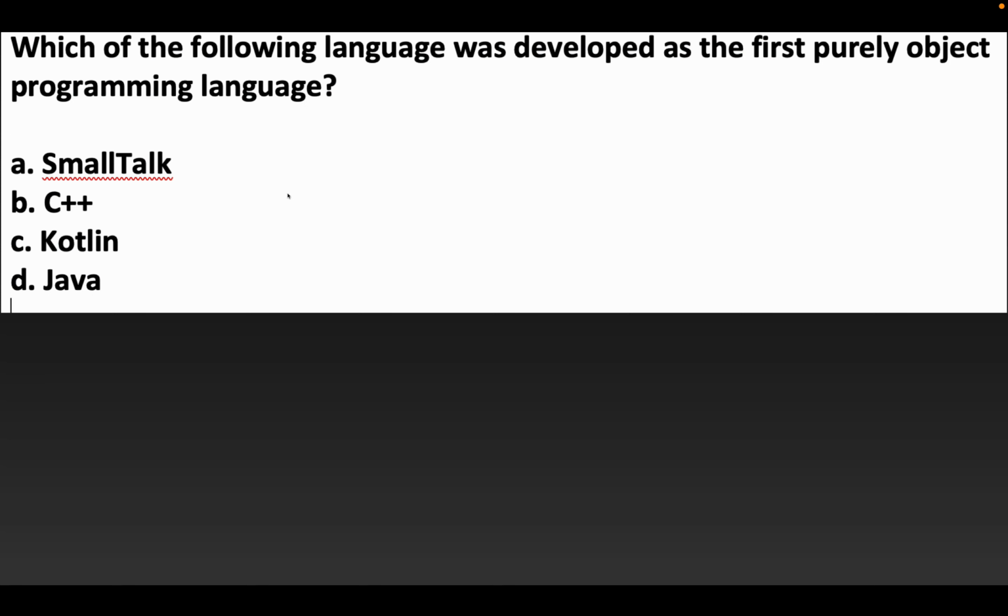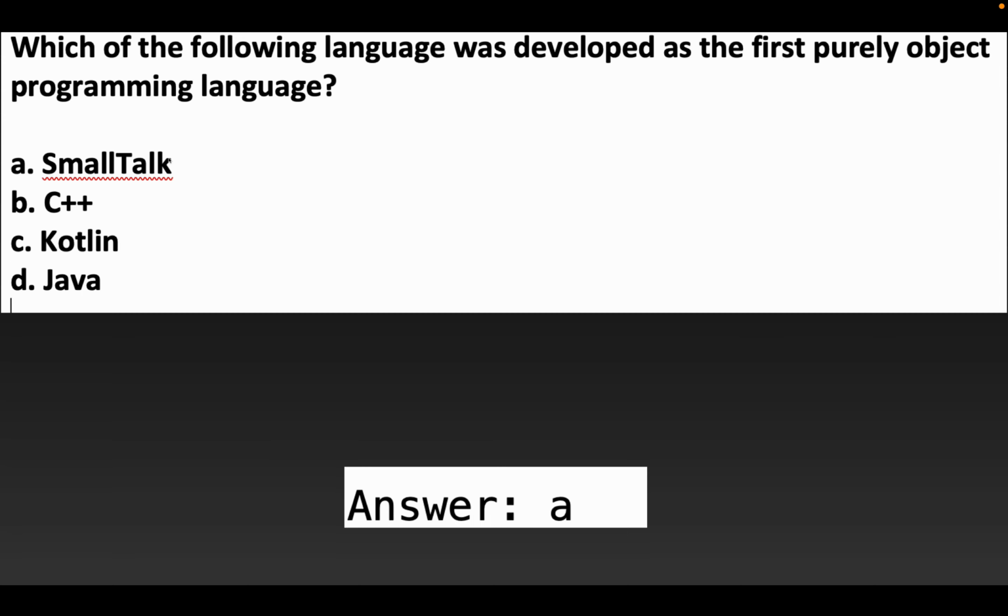Now let's take a look at the next question. I guess we have done this question in session 1. It is saying which of the following languages was developed as the first purely object oriented programming language. First of all, who developed this object oriented concept? Just write it down in the comment box. We have already done this question, and the same person designed the programming language which is purely object oriented. So the answer for this particular question is Smalltalk. Option A is the correct answer.